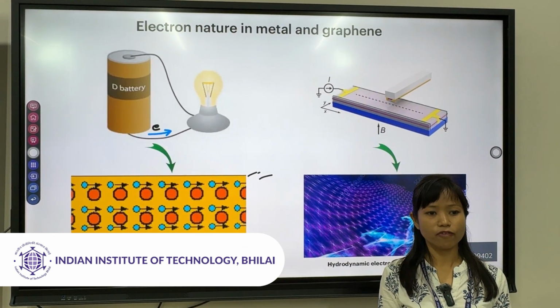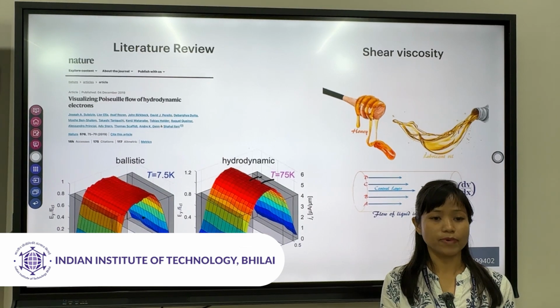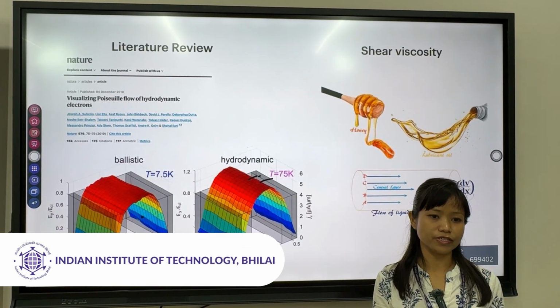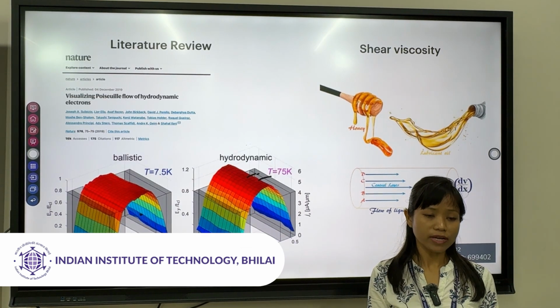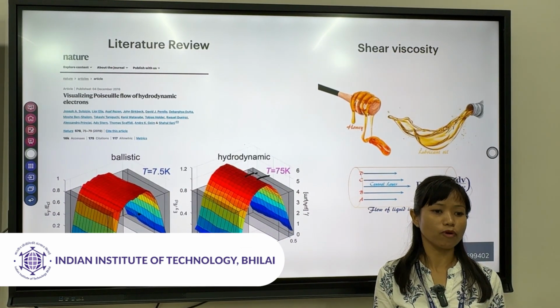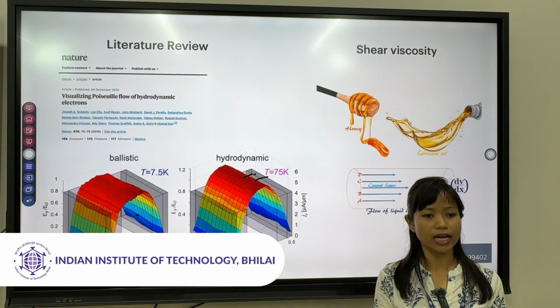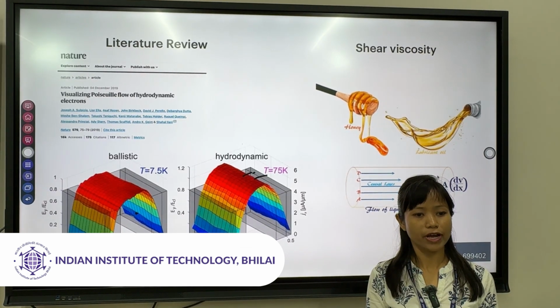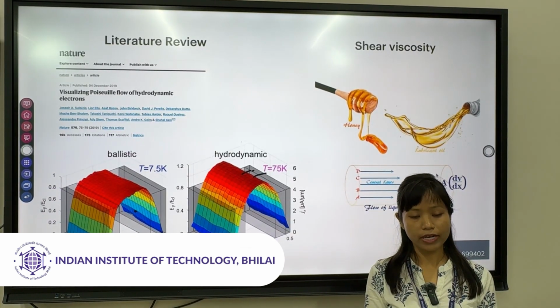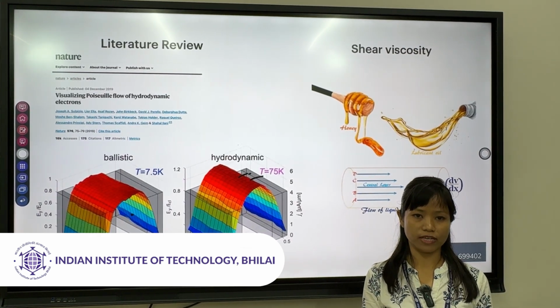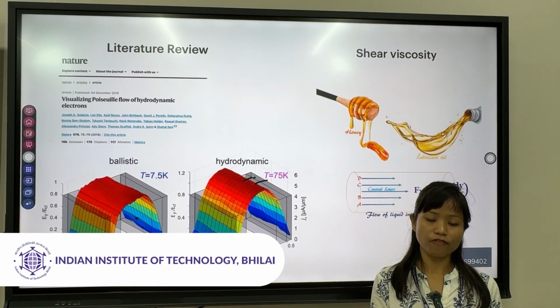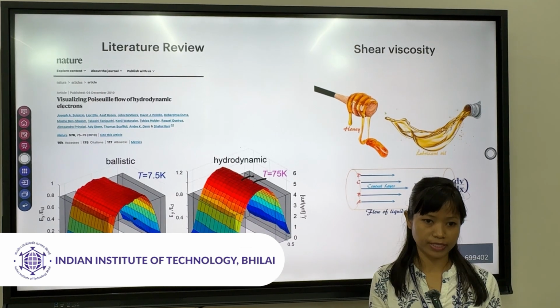This unconventional flow was observed by a group of researchers from the Weizmann Institute of Science, Israel, in 2019. What they found is the transition from a ballistic flow profile at low temperature into a parabolic hydrodynamic profile with increasing temperature via Hall electric field. They call it Poiseuille flow. Actually, this Poiseuille flow is the hallmark of hydrodynamics.